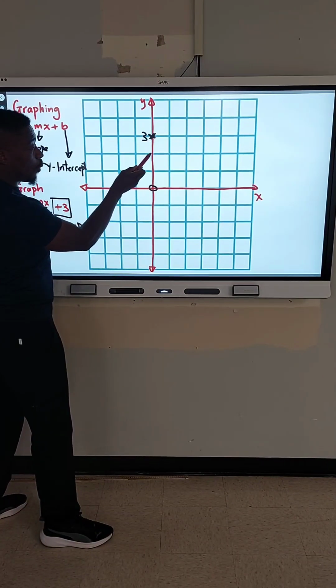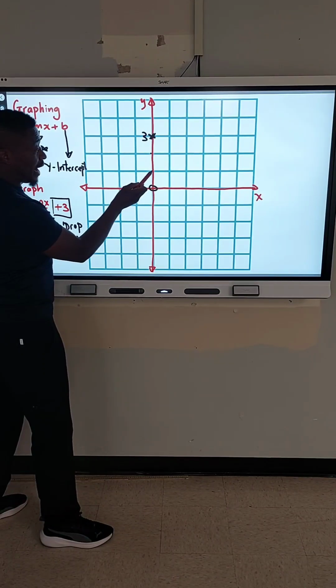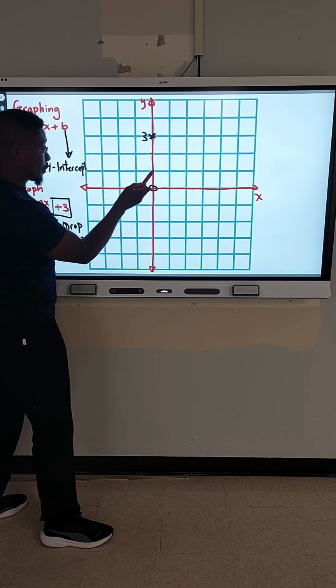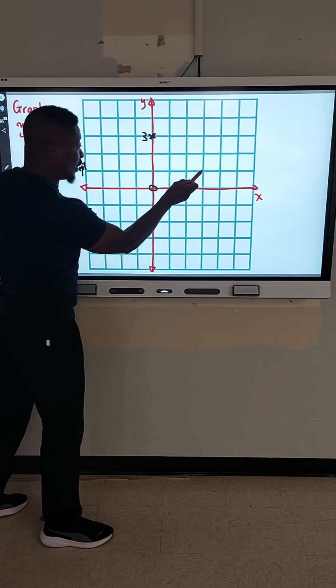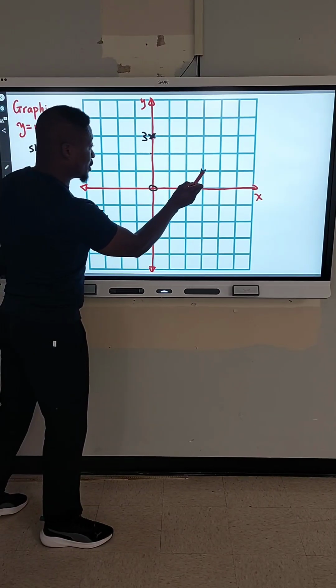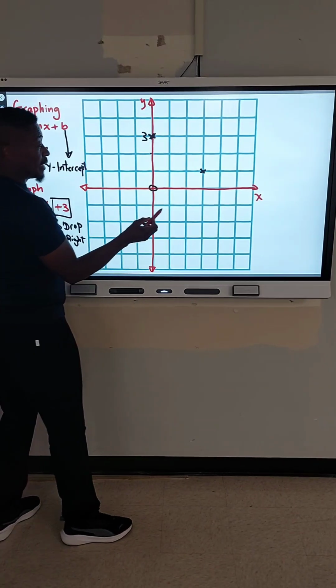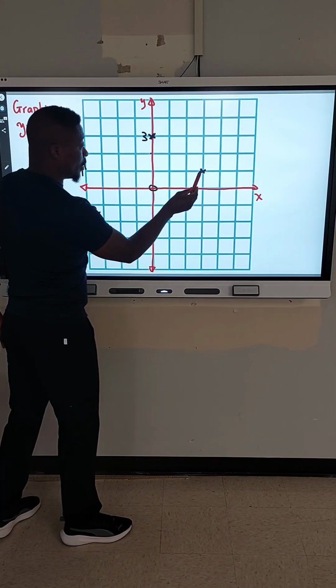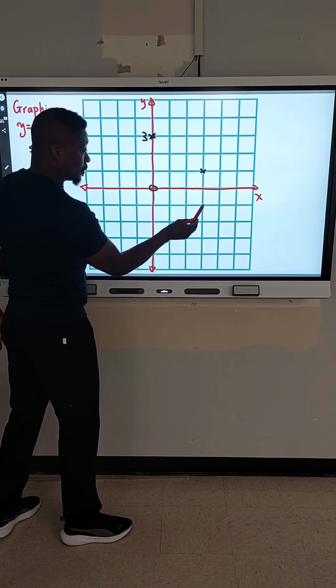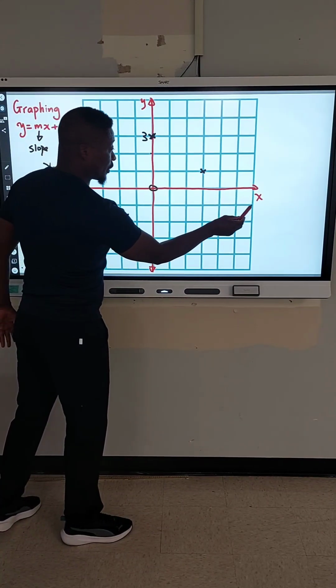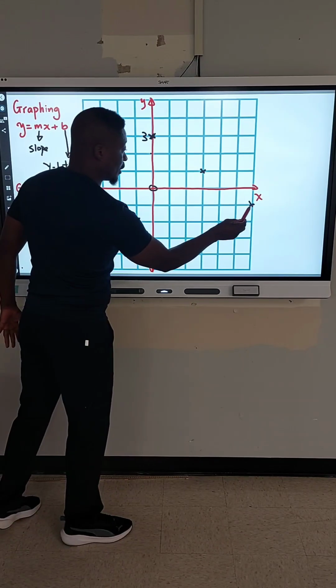So we start here, we do a drop of 2 units, we go down 2 units, we go 1, 2. We don't put a dot right here. We have to go to the right 3 units. So we go 1, 2, 3. This is where we get another point on that line. And then we can do one more. We go 1, 2 down, 1, 2, 3 to the right. We get another point right there.